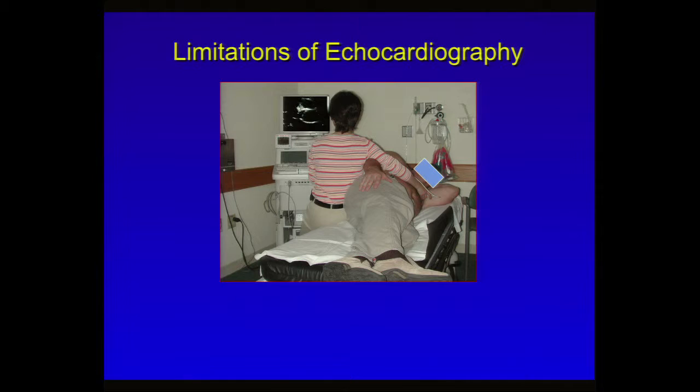The majority of patients with congenital heart disease survive to adulthood, and now we are faced with a different kind of patient. Their echocardiography is limited by acoustic window. That's the first limitation. The second limitation is acoustic window, as is the third limitation.